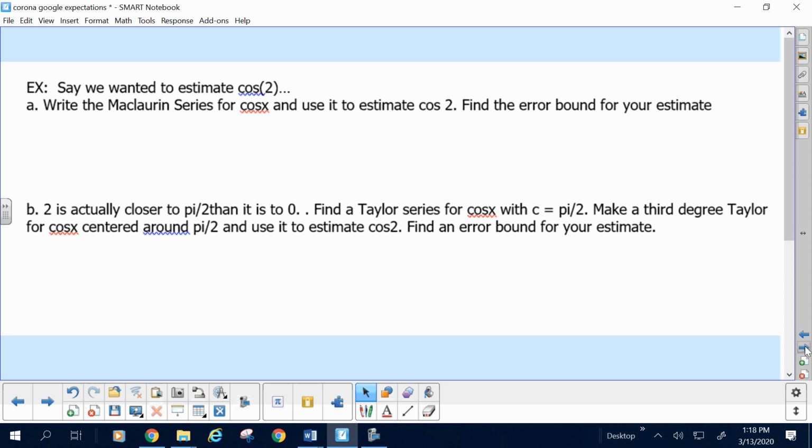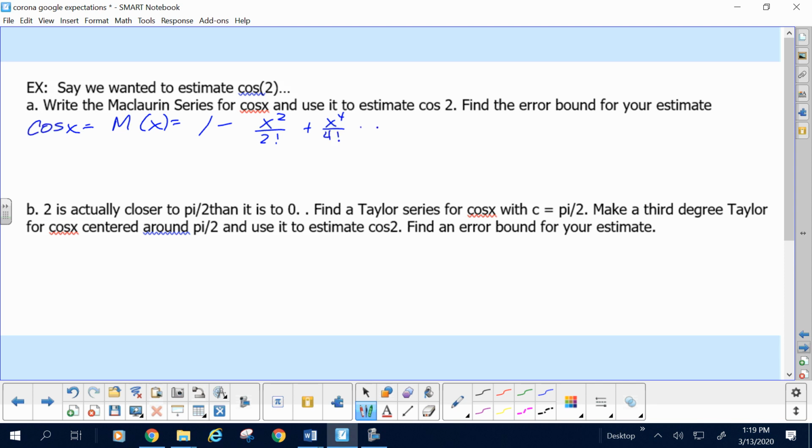Now then, say we wanted to estimate cosine of 2. Once with a Maclaurin, which means centered around 0, and then once centered around somewhere else that's closer, right? So do you remember what cosine's Maclaurin is? Think even powers, cosine's even. Do you remember how? You'll get these into memory. Right. 1, and it alternates, so minus x squared over 2 factorial plus x to the 4th over 4 factorial, and that's good for now, all right? You get the idea. We could write the general term, but we don't need to.